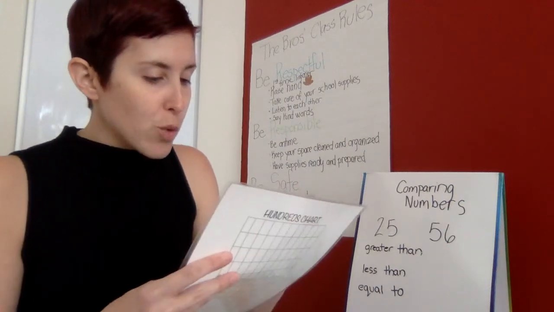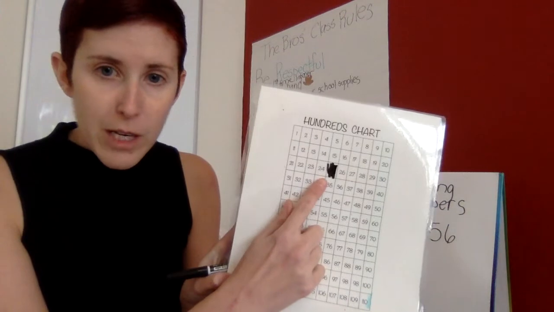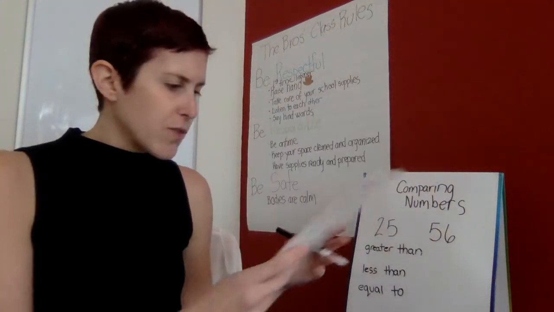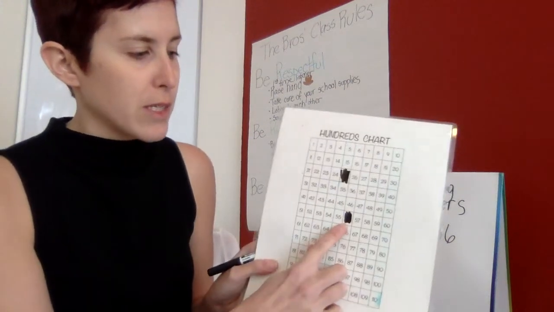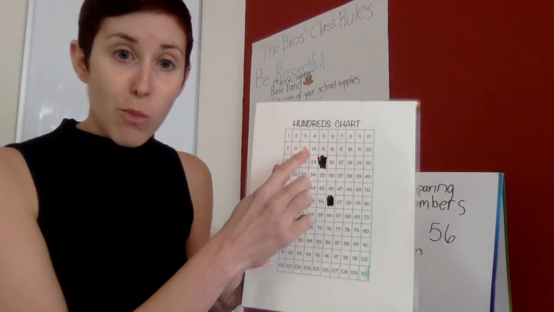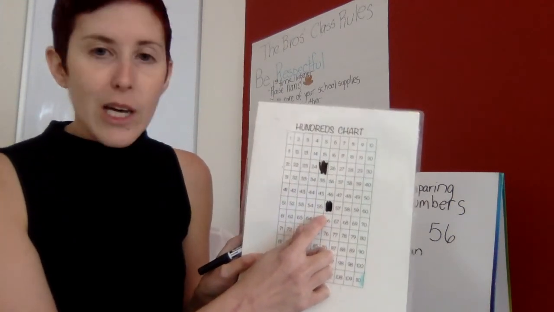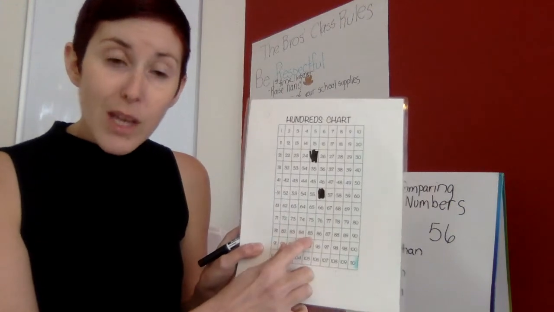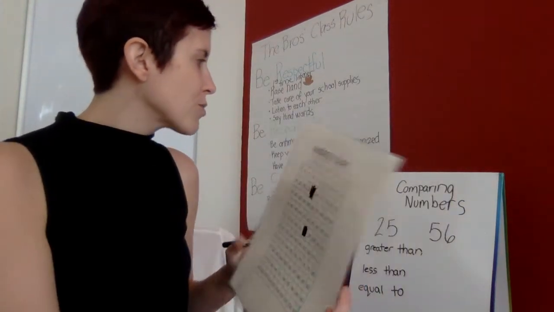I'm going to find 25 on my hundreds chart, which is right here. And then my next number is 56. Okay, I go all the way down here to 56. Now, I'm looking at 25. This is further up my chart, which means that it's smaller. And I went all the way down here, so when I go further down, that means that it's bigger. It's a bigger number.